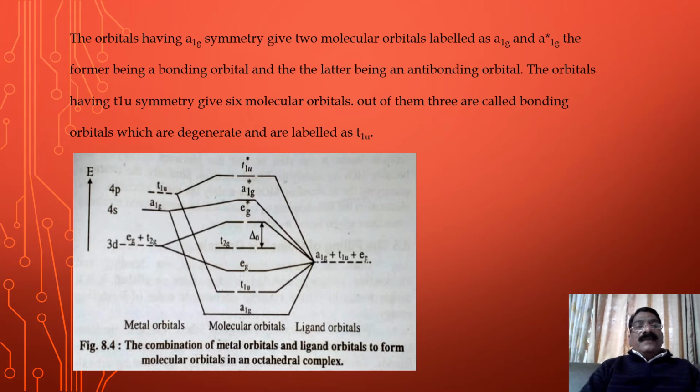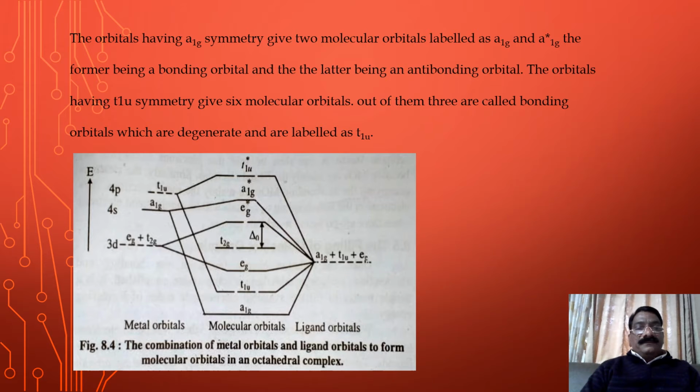The orbitals having A1G symmetry give two molecular orbitals labeled as A1G and A1G star, the former being a bonding orbital and the latter being an antibonding orbital. The orbitals having T1U symmetry give 6 molecular orbitals. Out of them, 3 are called bonding orbitals which are degenerate and are labeled as T1U.